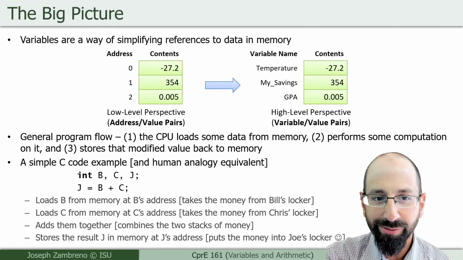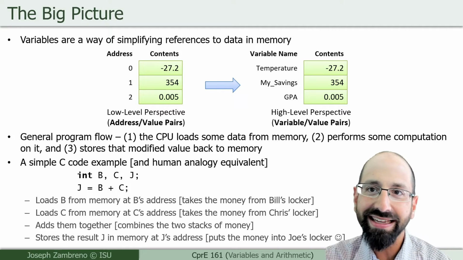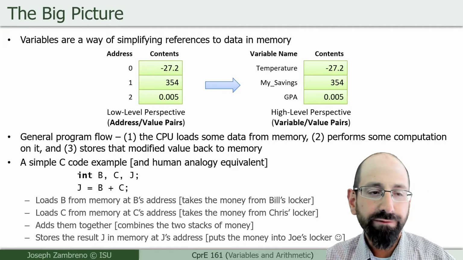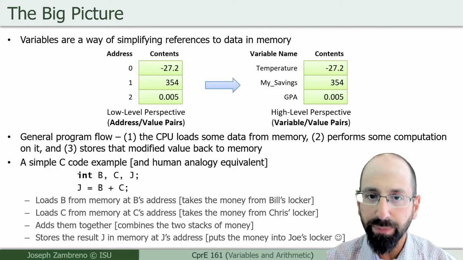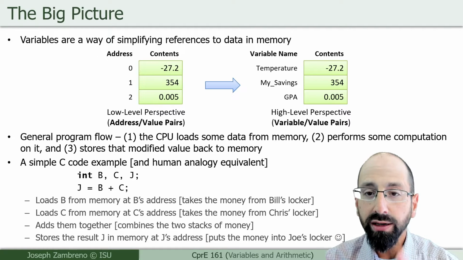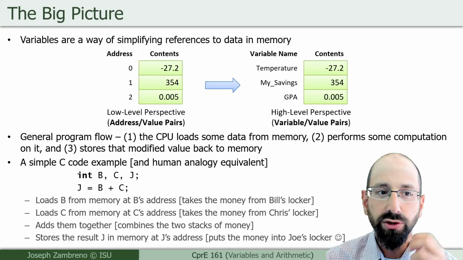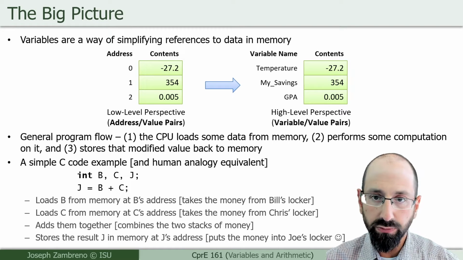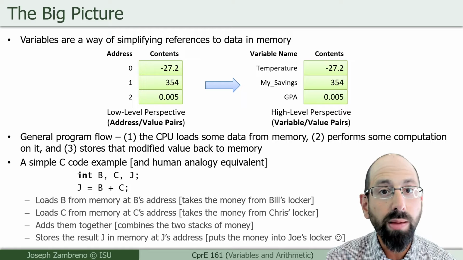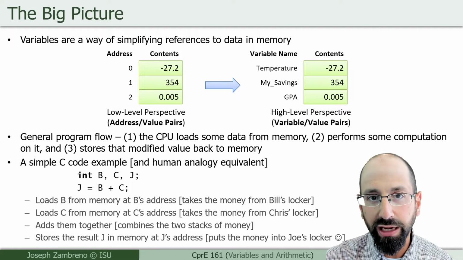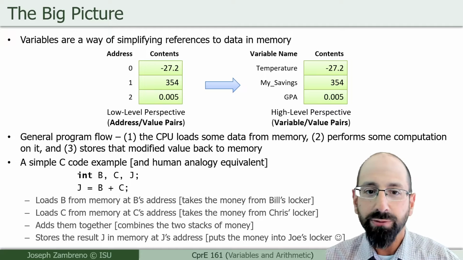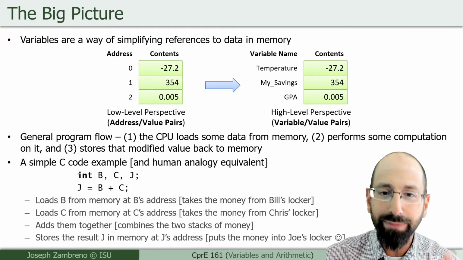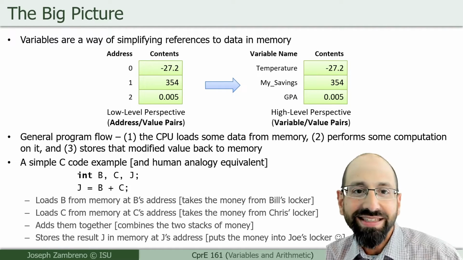Going back to our somewhat mediocre analogy with memory as mailbox or locker, that j equals b plus c is actually going to be four sort of separate operations. Step one, we have to get the value of b. We have to determine what address that corresponds to in memory. We would load the value at that location in memory. Step two, we'd have to do the same for c as well. So we're taking the money from Bill's locker. That's step one. Step two, we're taking the money from Chris's locker.